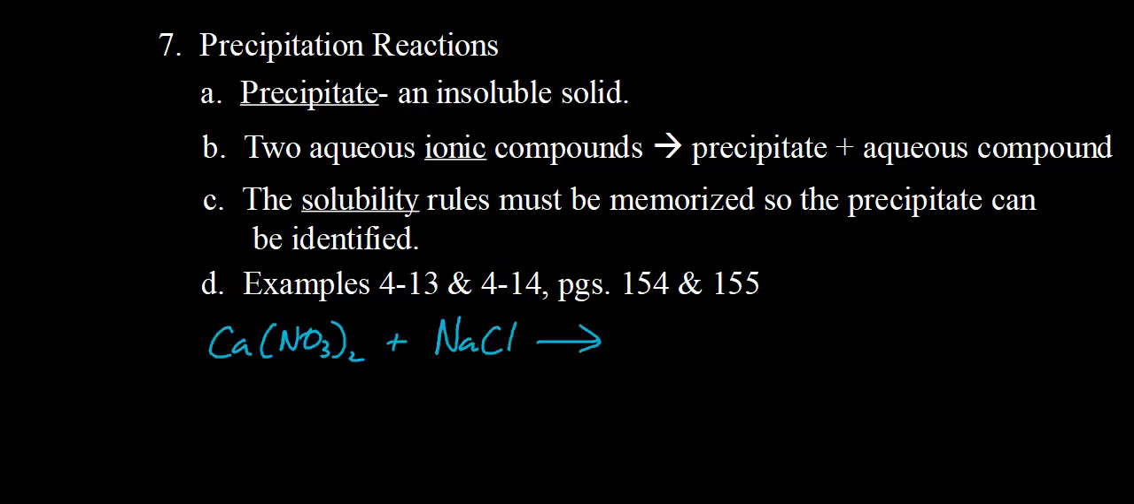413 at the bottom says, will a precipitate form when aqueous solutions of calcium nitrate and sodium chloride are mixed in reasonable concentrations? So be careful. Just because you're mixing two solutions does not mean that anything is going to happen. So let's look at what would be produced if a reaction did in fact occur. We get calcium chloride and sodium nitrate.